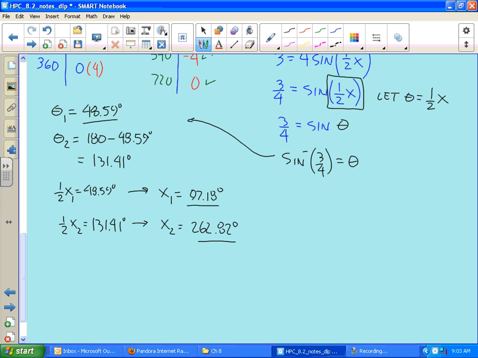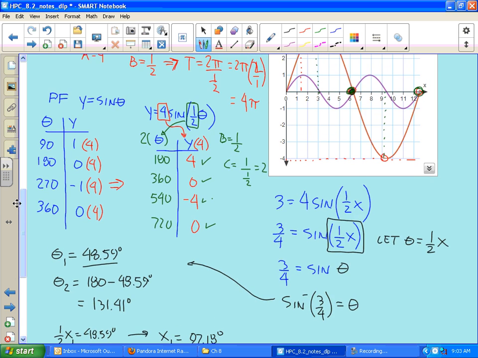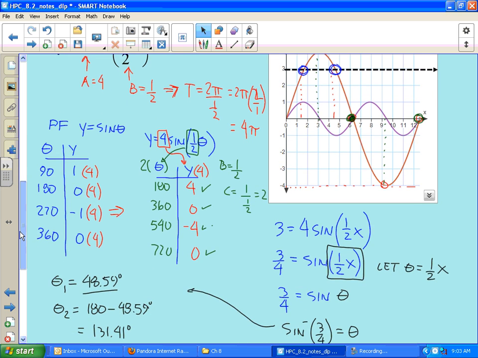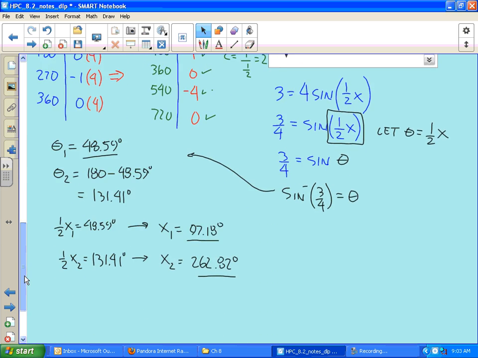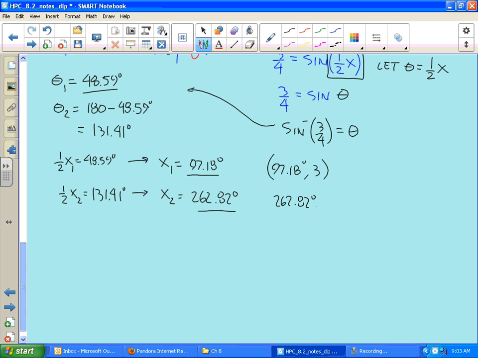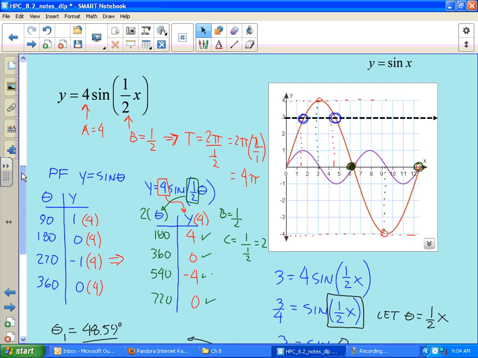Again, those would be my two angles there. 262.82. Right about there, right? We're greater than or less than our 360. Those would be my two angles that produce that intersection. So as a coordinate for these answers, we would have 97.18 degrees, comma 3 would be the intersection of that curve. And then also 262.82 would be the intersection of the curve. So where we have those 2 points highlighted there.